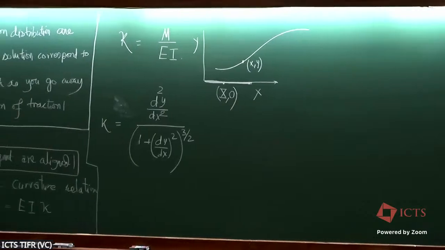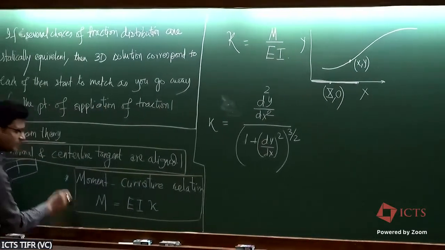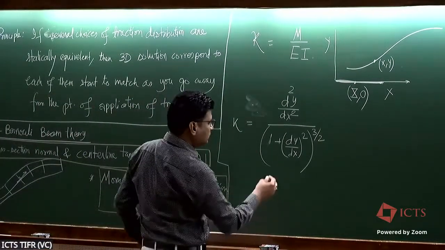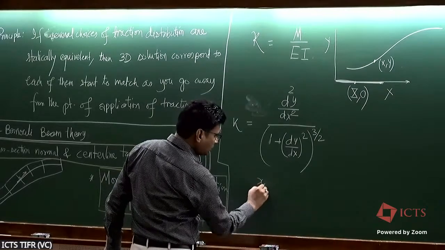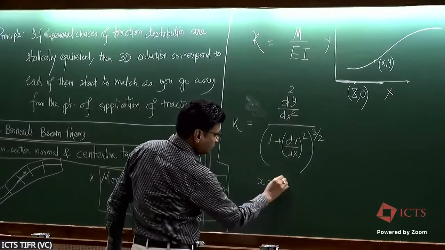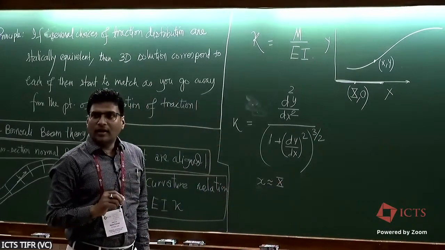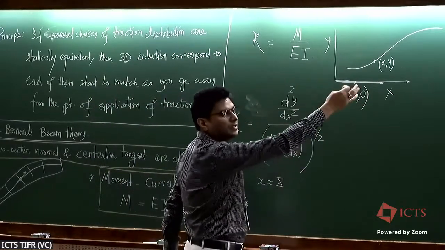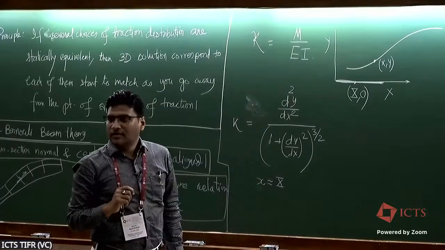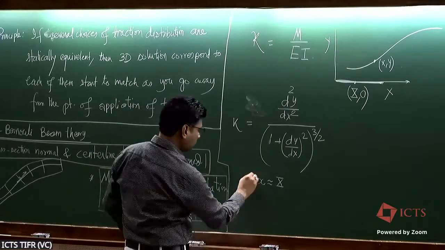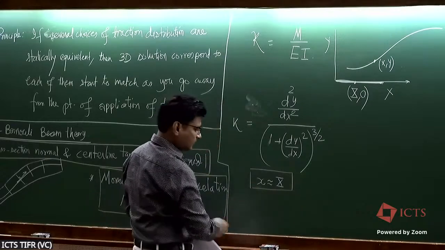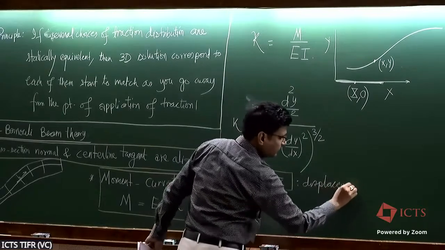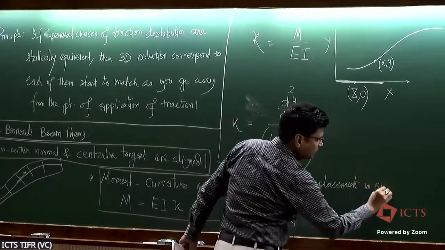Then that's the second approximation. Now we are going to come to the third approximation, and we will say that small x is the same as capital X. It essentially boils down to saying that the displacement in the axial direction is negligible. Okay? So that's the third one. Displacement in axial direction is negligible.